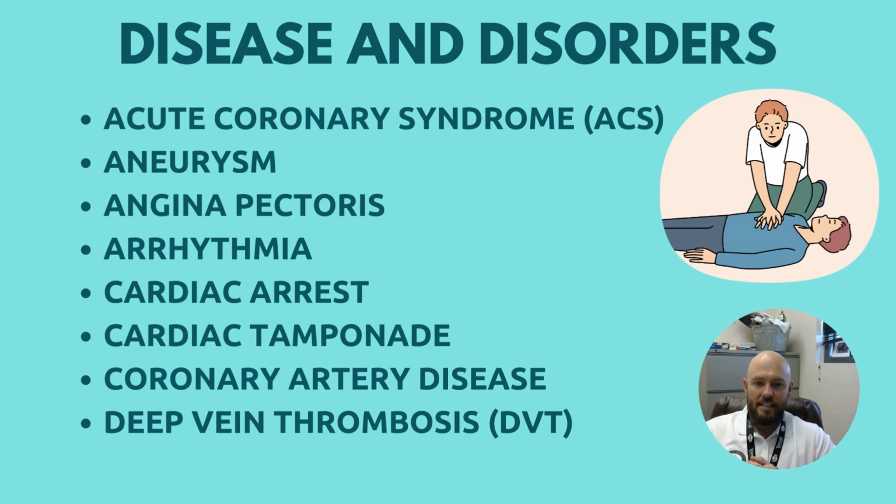Coronary artery disease. Coronary artery disease is a condition that reduces flow of blood to the coronary arteries that supply the myocardium or the heart muscle with oxygen-rich blood. Deep vein thrombosis is a condition of a blood clot in one of the deep veins of the body. Most often occurs in the lower legs, typically related to other disease processes like atrial fibrillation or immobility. Someone's not moving around a lot.